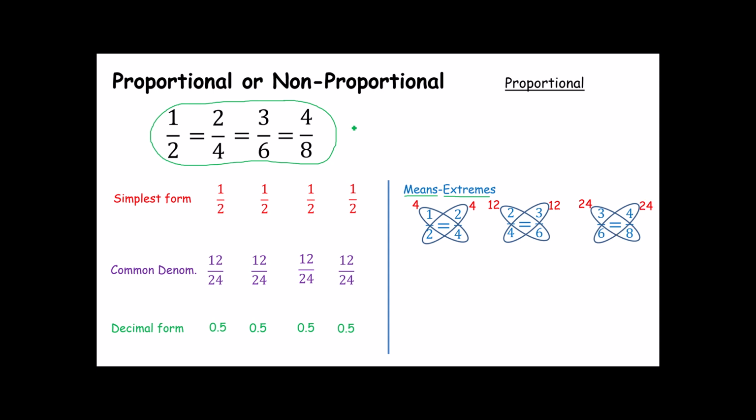also 24. A few of you may have noticed that I didn't check 2/4 compared to 4/8. I didn't have to do that because if 2/4 is the same as 3/6, and I know 3/6 is the same as 4/8, then 2/4 must also be the same as 4/8.